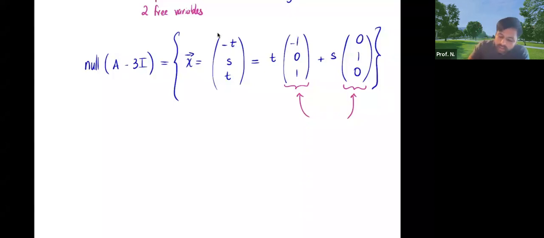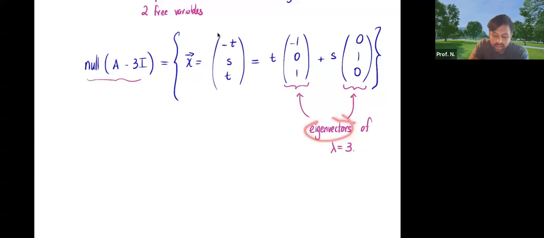These vectors are the eigenvectors of lambda equal 3. Again, this is the null space, and this null space is represented by a linear combination of eigenvectors. These eigenvectors are linearly independent, so they're linearly independent and they span the null space.